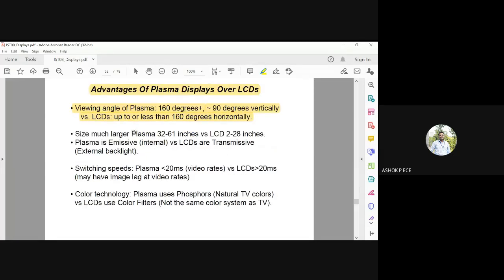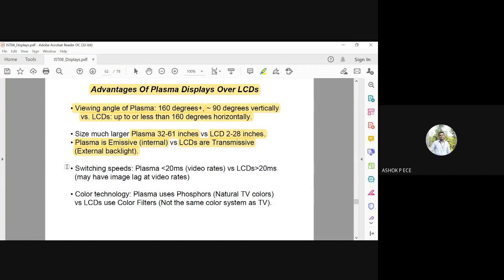The size of plasma is 32 to 61 inches, but LCD is 2 to 28 inches only. Plasma, I told you, is emissive. Emissive means it is going to emit light because of the reaction. But LCDs are transmissive. Either they allow light to pass through, or they block the light from passing through them.